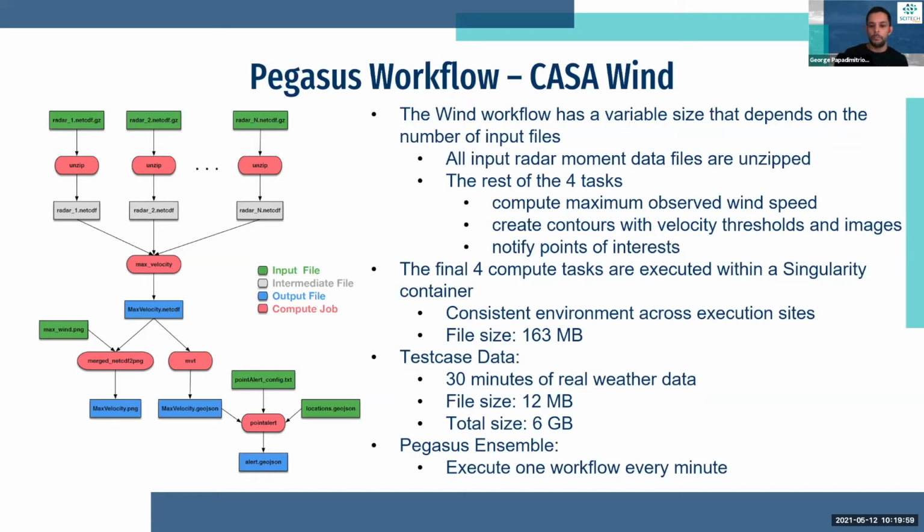So the Wind workflow has 4 compute tasks, and we use Singularity to execute them. And the Singularity image is about 163 megabytes in size. Also, the test case we used is about 30 minutes and a total size of 6 gigabytes of data. And we deploy 1 workflow every minute with the Pegasus Ensemble Manager.